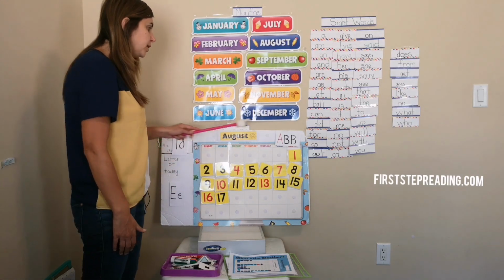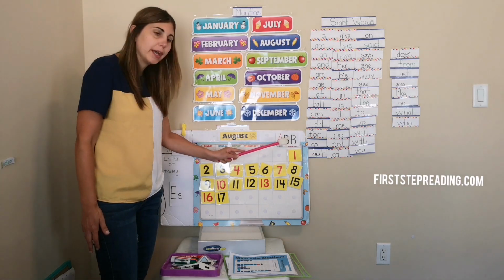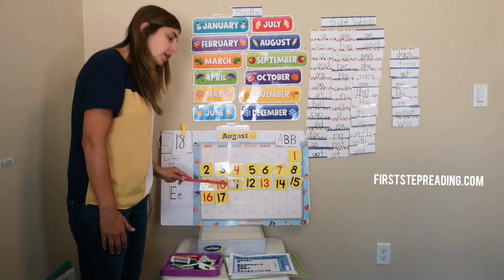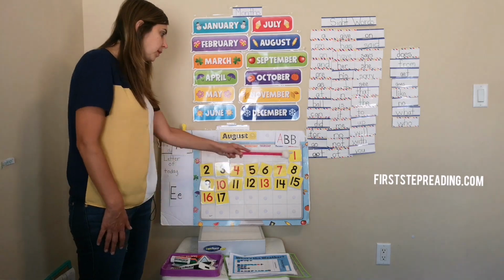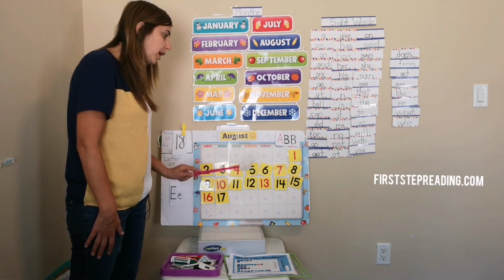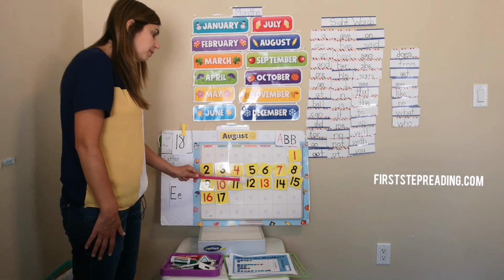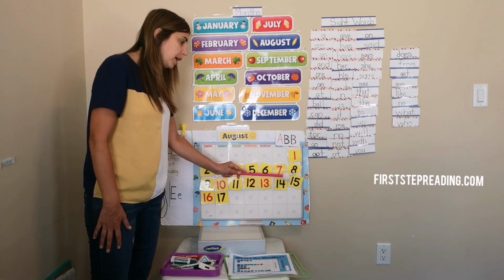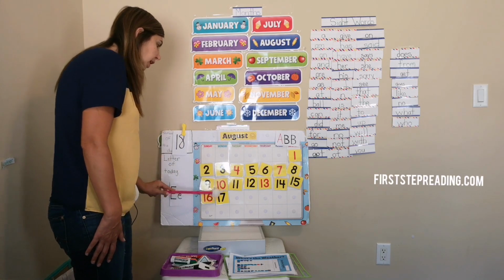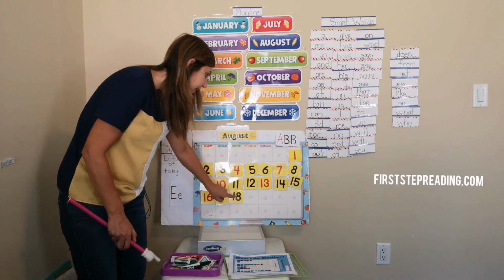Our calendar is in an ABB pattern, red, black, black. So let's see what color our 18 should be. Red, black, black, red, black, black, red, black, black, red, black, black, red, black, black, red, black, black. Right. We have a black 18.